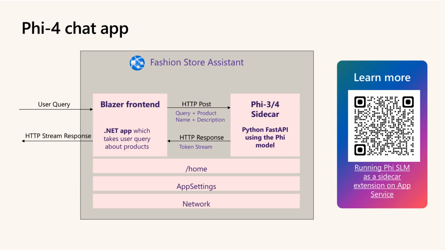Consider the Fashion Store Assistant chat app architecture that uses a Phi-4 model as a sidecar. The .NET Blazor frontend sends queries via HTTP to a Python FastAPI sidecar running the Phi model. The sidecar processes requests and streams token responses back for a smooth chat experience. This illustrates running lightweight language models as sidecars in App Service. Ready-to-use containers make sidecar deployment a single-click operation, simplifying adding AI capabilities.